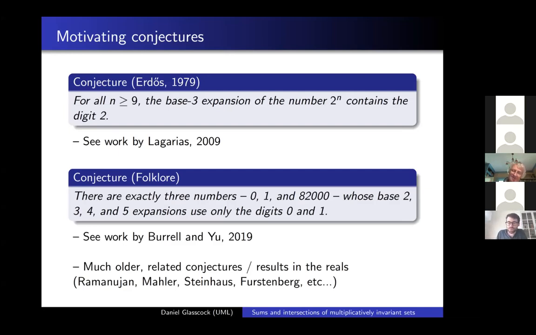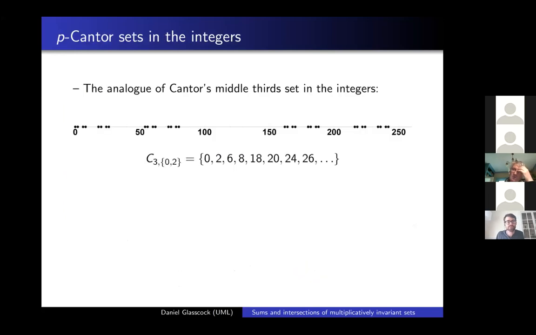Okay, so I'll say a little bit more about reals in just a few minutes. These are the conjectures to keep in mind to help motivate our talk. Something that appears in both of these conjectures is a set which is a Cantor set, a set with a restriction on the digits allowed in a certain base. And so we're going to introduce some terminology for that. We're going to call those P Cantor sets.